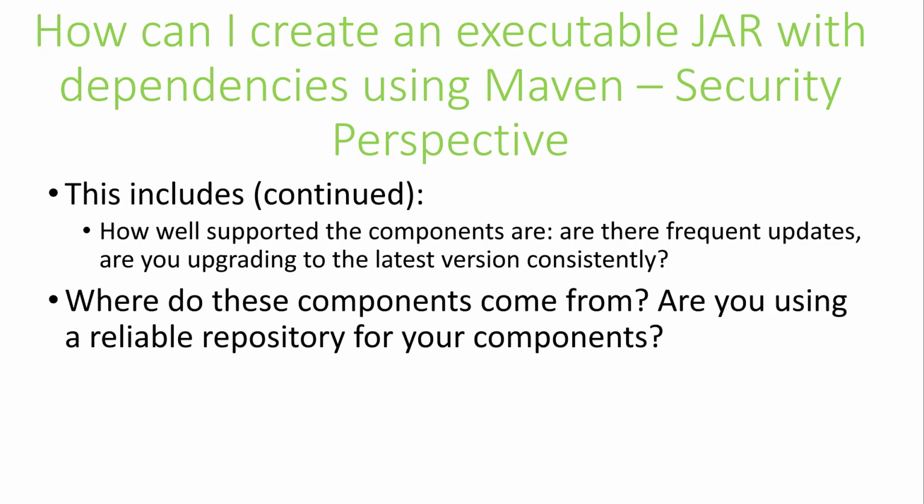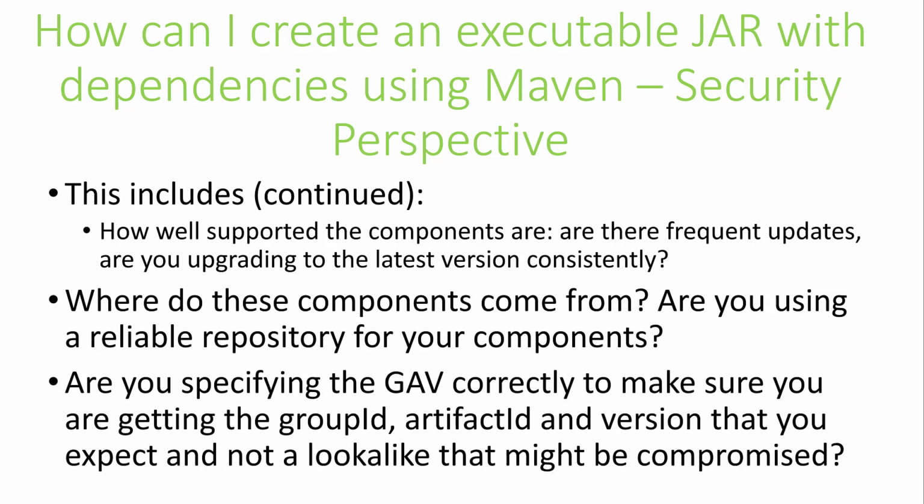You should also make sure you're using a reliable repository as the source of all your components, and that you specify the GAV correctly to ensure you get the artifact, group, and version that you actually expect. Of course, it's up to you as a developer to keep your code current by updating your application build to include new releases of third-party components as they're released. Failure to do so will cause the accumulation of technical debt that will be hard to overcome in a moment of crisis when a component is found to have significant vulnerabilities that require immediate remediation.